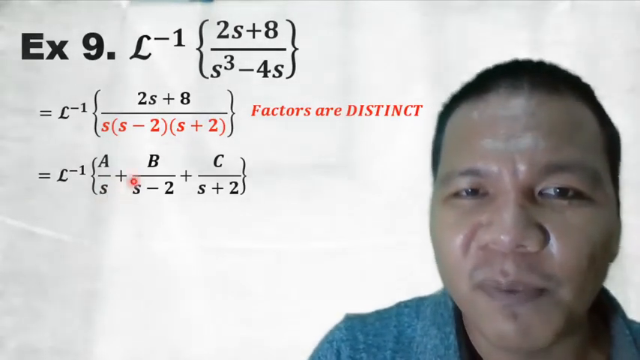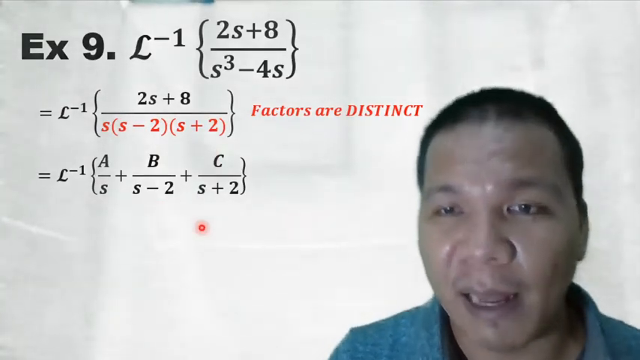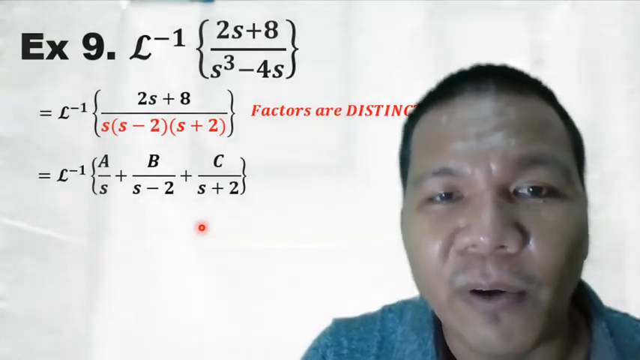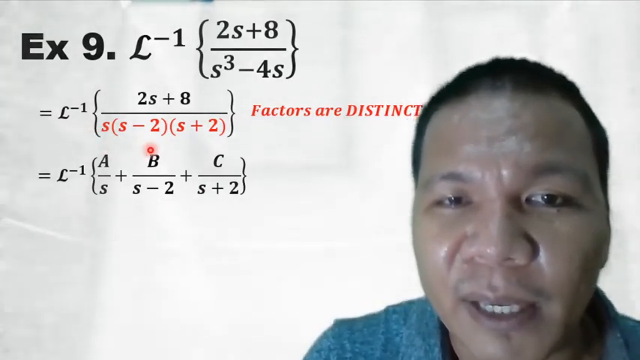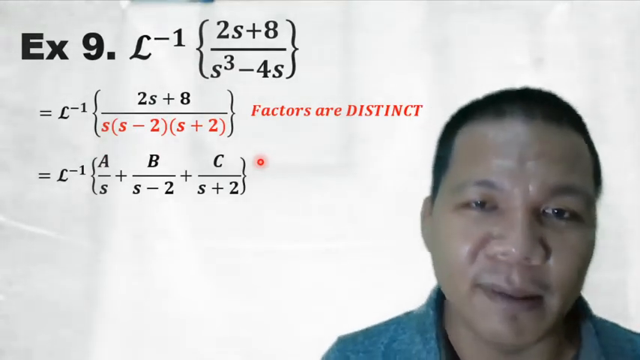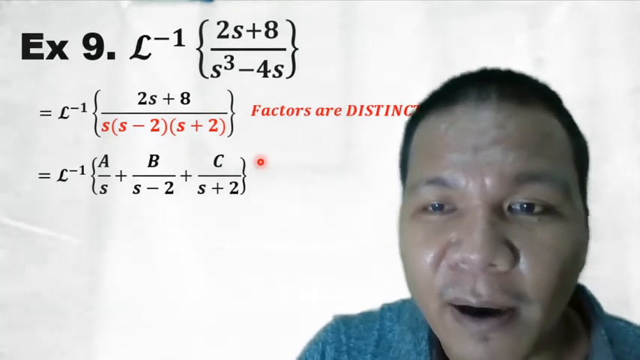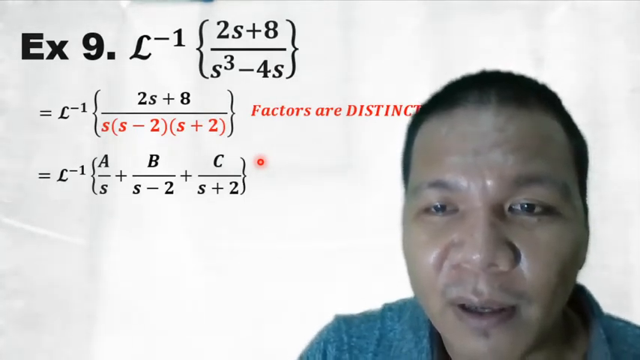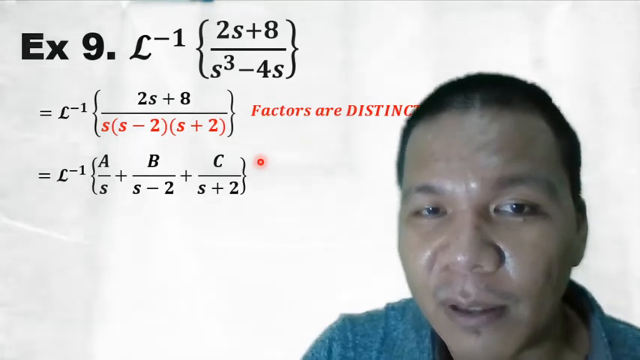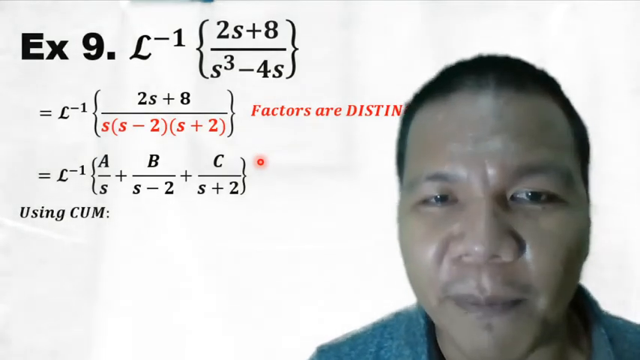A all over s plus b all over s minus 2 plus c all over s plus 2. Now, in this method, we are going to solve for a, b, and c. The goal here is to solve for a, b, and c. So, a, b, and c can be solved using the COM method. Have you seen the COM method? Not yet. So we are going to use the COM method, or what we call the cover up method.